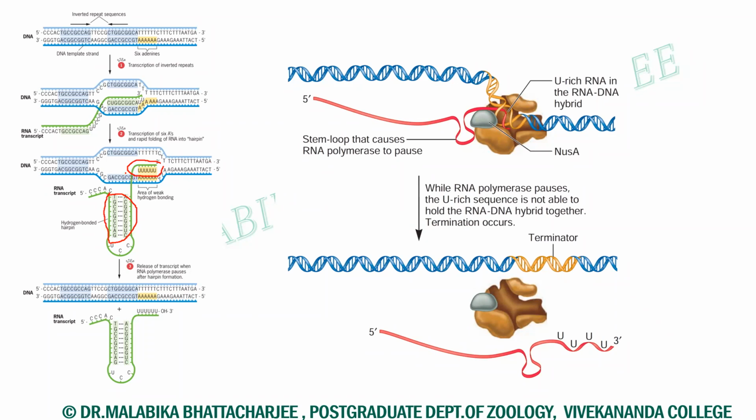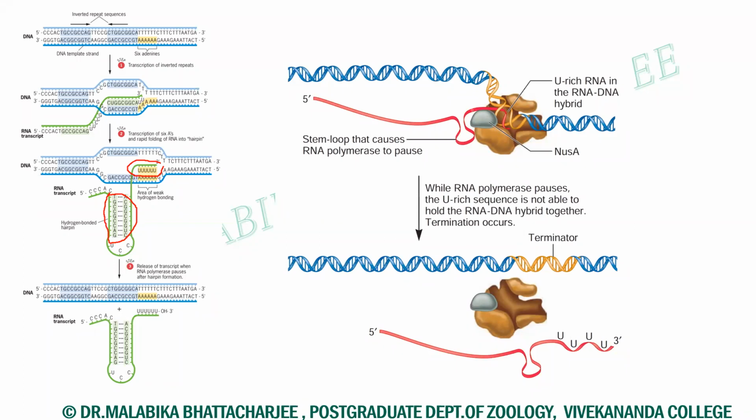And after this hairpin, we are having this stream of U nucleotides, which destabilizes the pairing of the new RNA chain with the DNA template strand. And as a result, the RNA polymerase dissociates from the template, the chain dissociates from the template, and transcription is brought to a halt. This particular picture is from Snustad and Simmons, and this is a picture from Brooker Genetics.